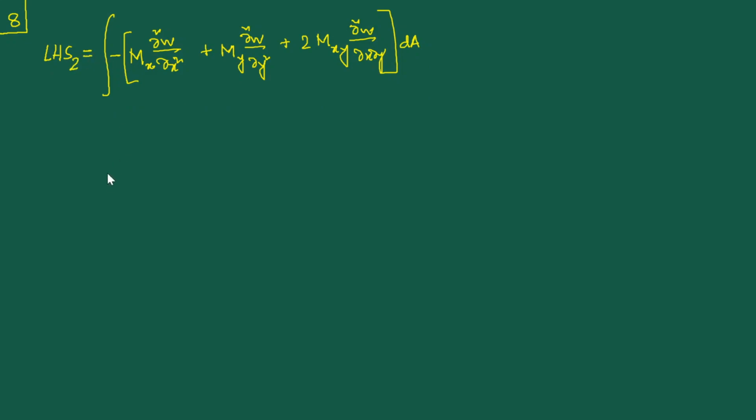I won't do it here. Instead, I will just write down the final expression that I arrive at after doing the various manipulations, and that is in this form. So I have the cyclic integral terms just like I had in the case of the LHS1.